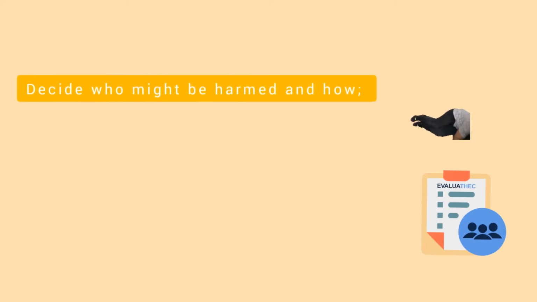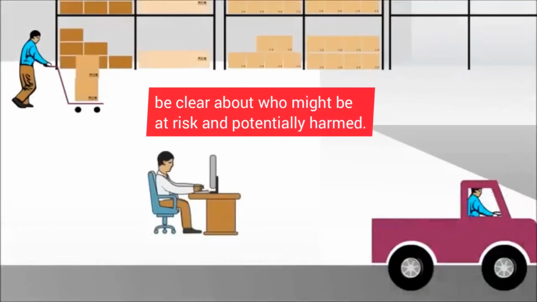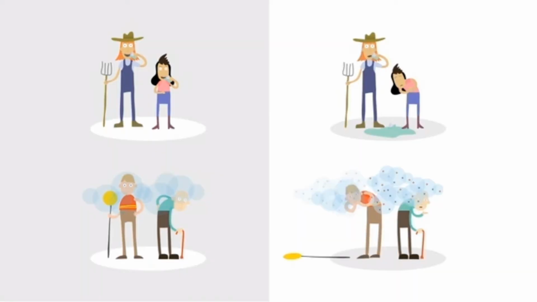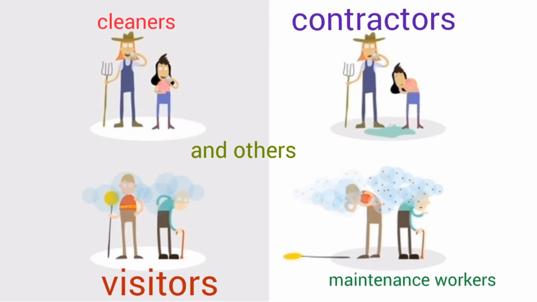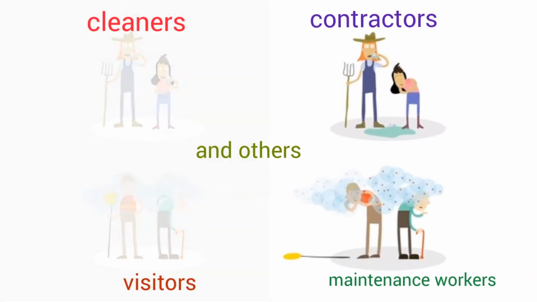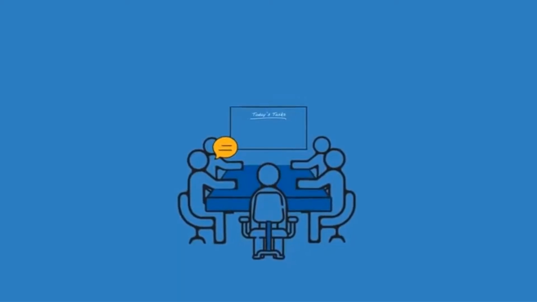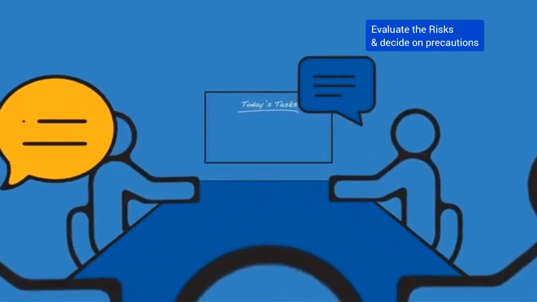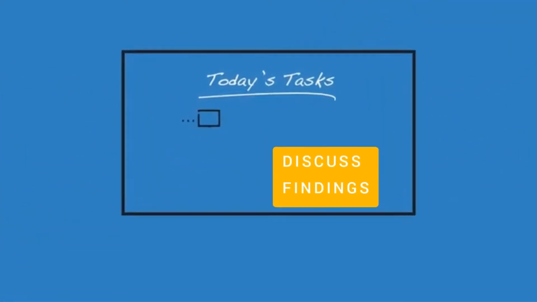The second and the third step is to decide who might be harmed and how, and then evaluate the risk and decide on precautions. For each hazard, you need to be clear about who might be at risk and potentially harmed. You must also include cleaners, visitors, contractors, maintenance workers, and so on, who may not be in the workplace all the time. In each case, identify how they might be harmed, like what type of injury or ill health might occur. You should also evaluate the risks and decide on precautions, and discuss your findings with the company's safety representative.